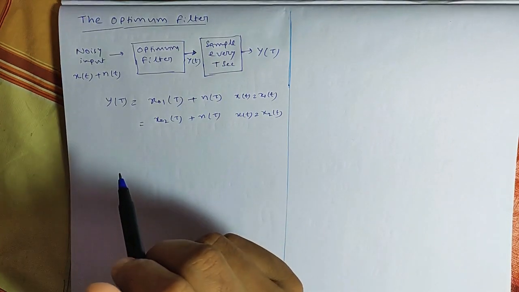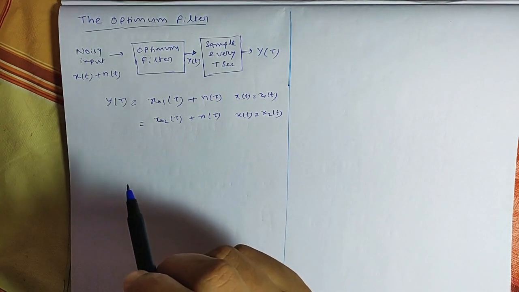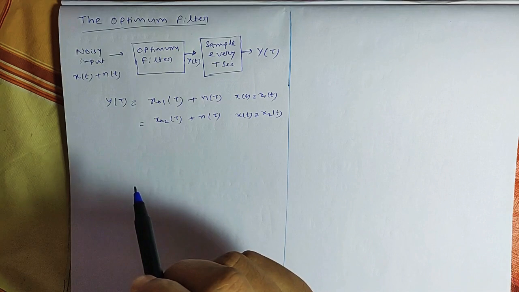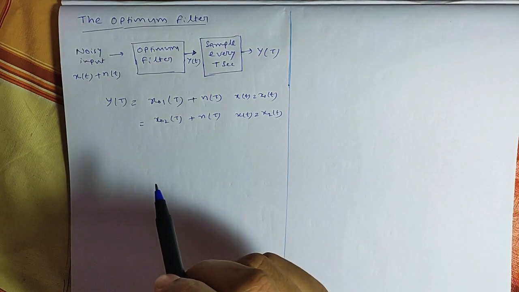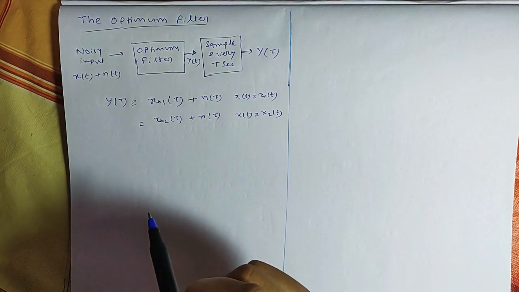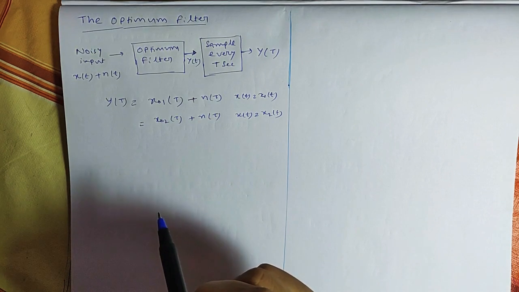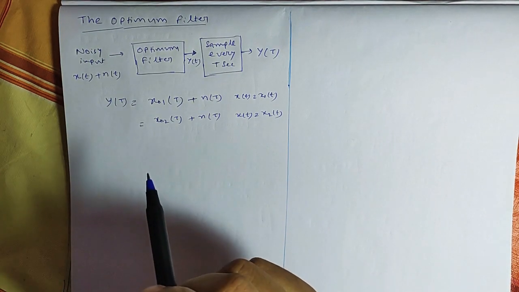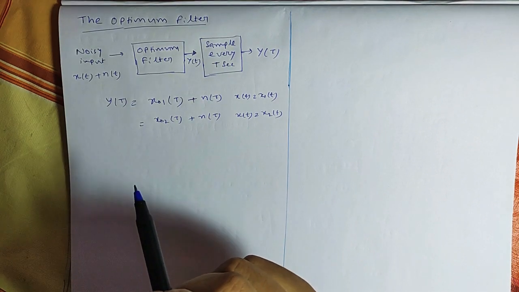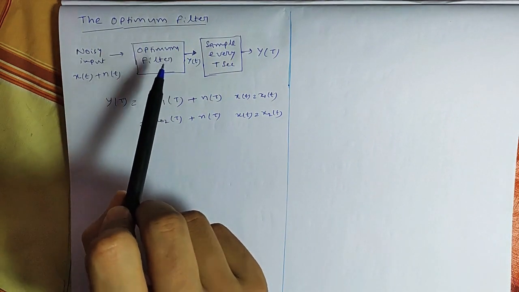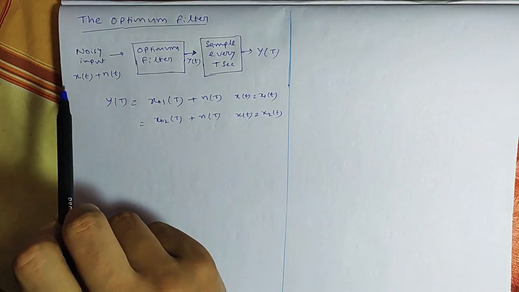The optimum filter. In this section, we'll determine the filter transfer function for optimum bit error performance. In the last case, we considered the integrate and dump filter, and we determined the signal to noise ratio and the bit error rate for it. But this bit error rate may not be minimum or optimum. So in this section, for the optimum filter, we'll determine the filter transfer function.